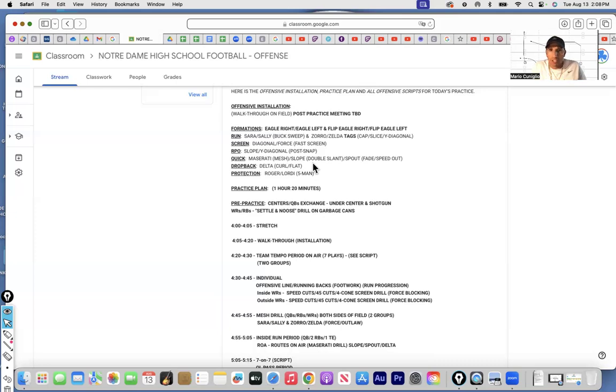Quick game stuff will reinforce slope, which is our double slant, and we're going to be adding spout today, which is fade by number 1, 5-yard speed cut roughly by our number 2 receiver. All right, so that's a speed out.